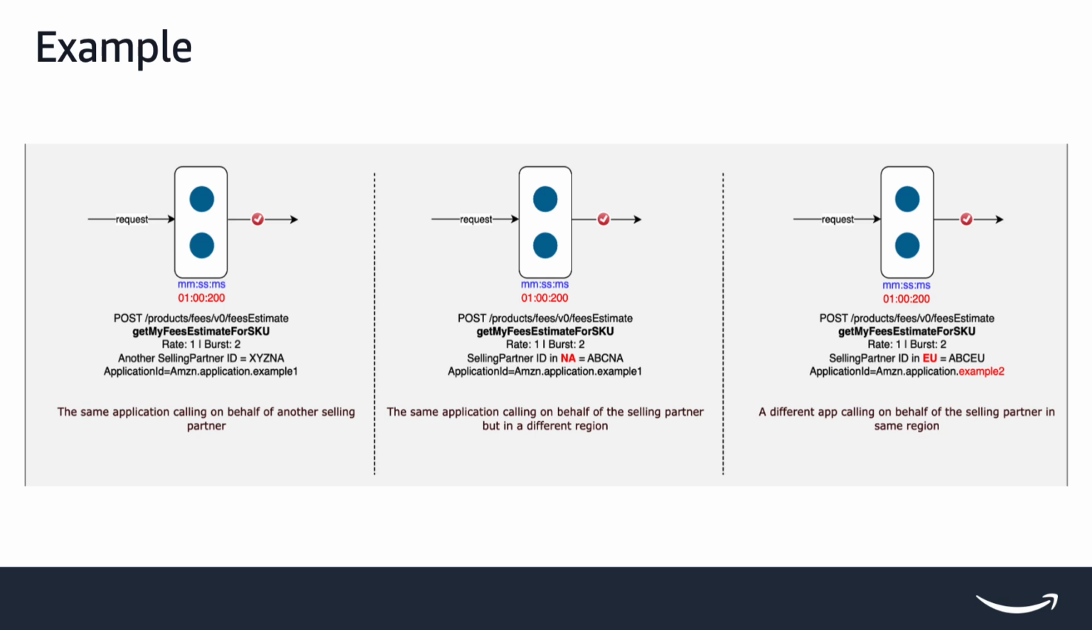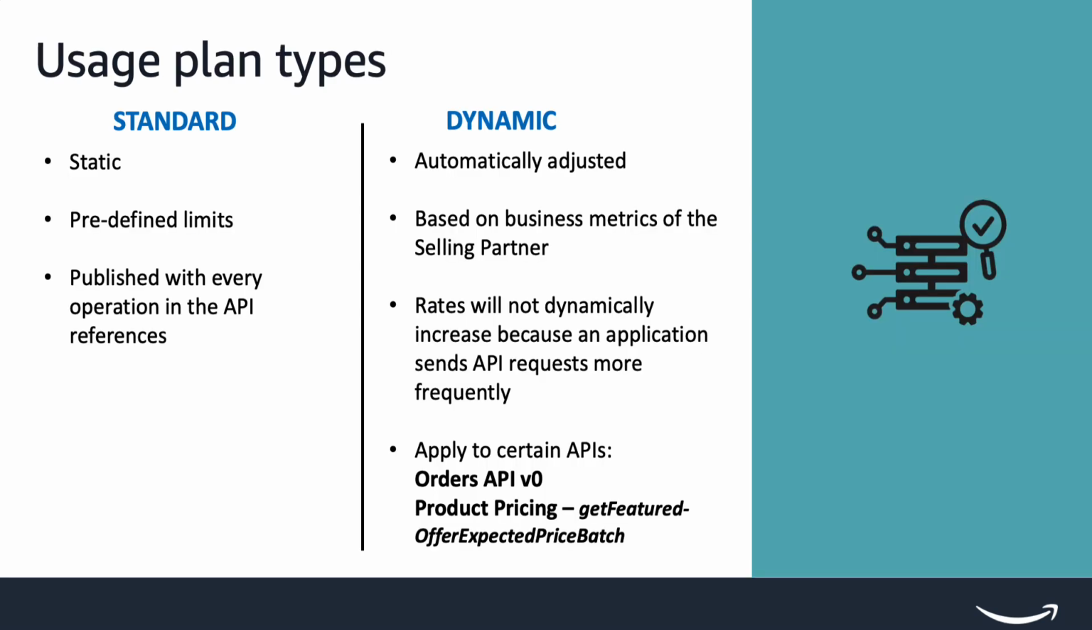In the last case, a different application calls on behalf of the same first selling partner, though in the same EU region. This also results in a different selling partner application pair, and thus the bucket is full. Next, let's explore the different types of usage plans we have.